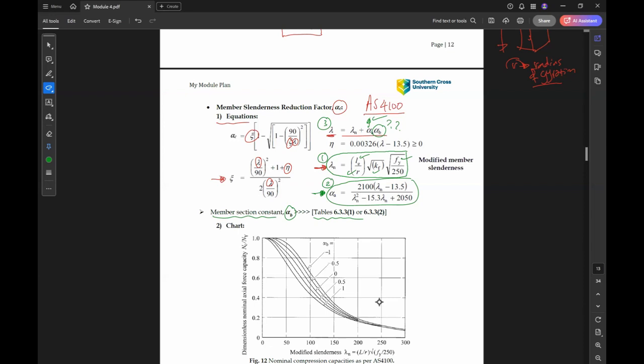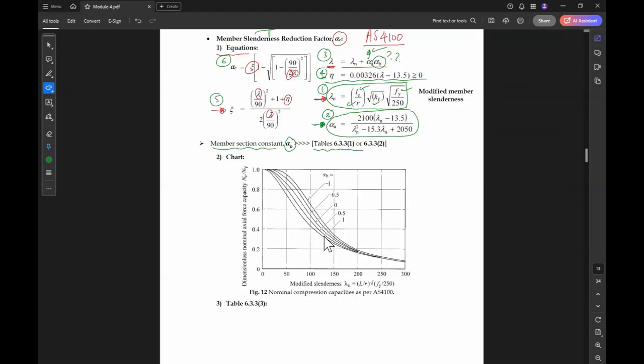So after you get lambda, you can find then eta, and after eta, you can find here zeta, and then finally you can find alpha c. So again, it is a bit complicated, so we don't have to use the equations. Another option to find alpha c is from the tables and the chart.